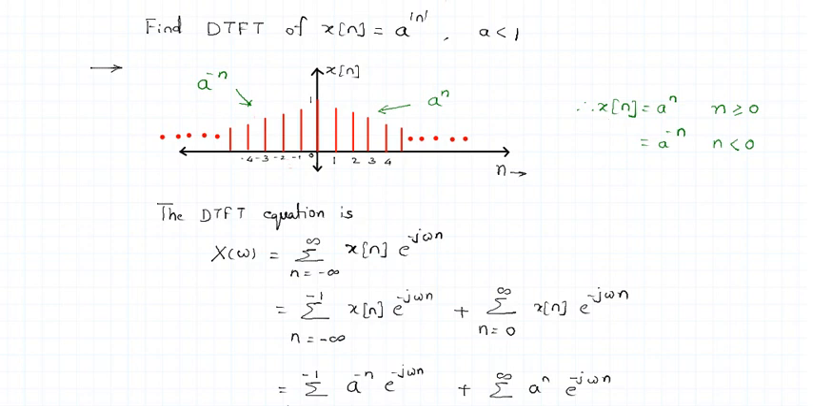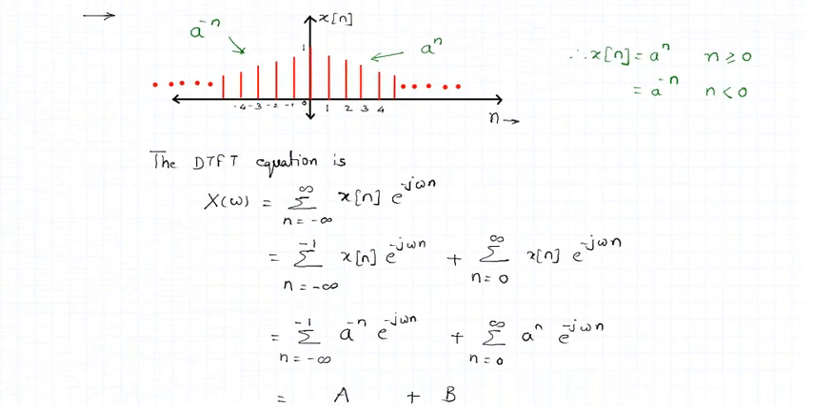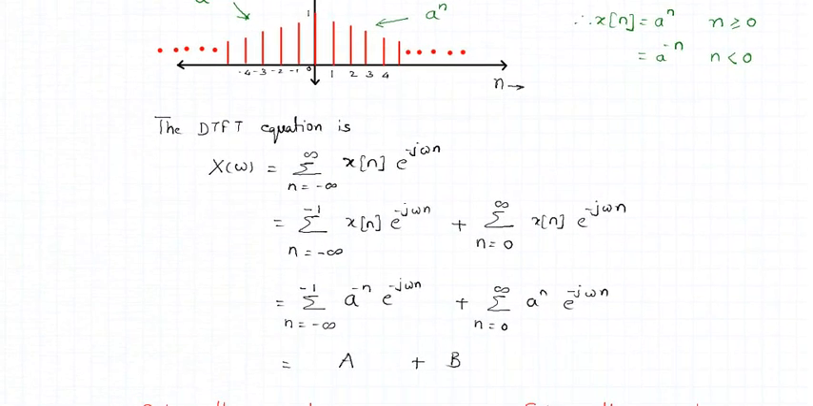So let us start with the DTFT equation. The DTFT equation is X(omega) equal to the summation, n goes from minus infinity to plus infinity, of x[n] e raised to minus j omega n. Now we are going to replace this x[n] with the equations a raised to n and a raised to minus n. We clearly understand that x[n] is taking two different equations for two different ranges of n. So before we substitute x[n] and simplify it further, we will first split the summation according to the equation over which x[n] exists.